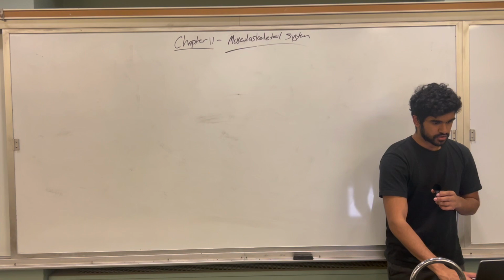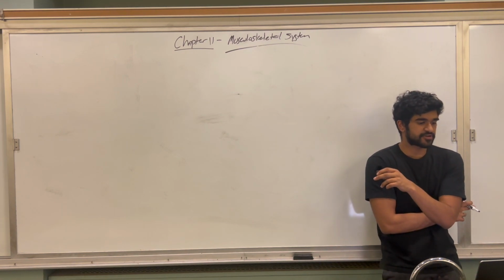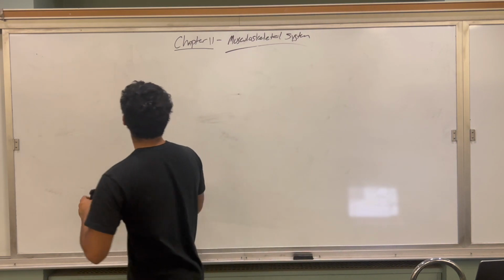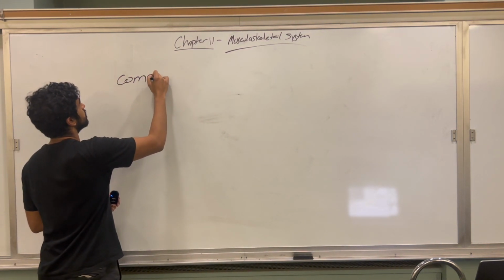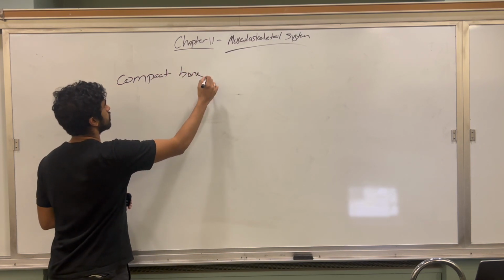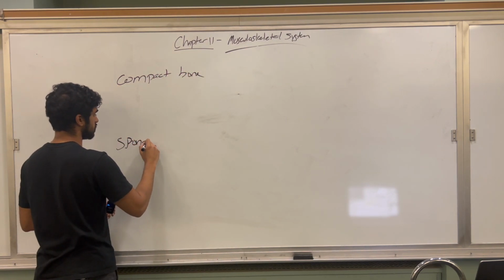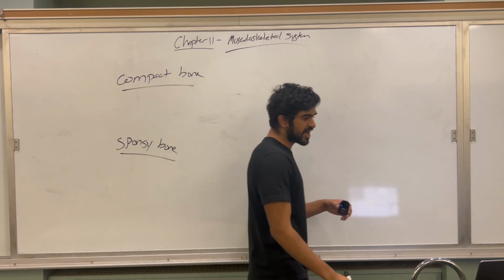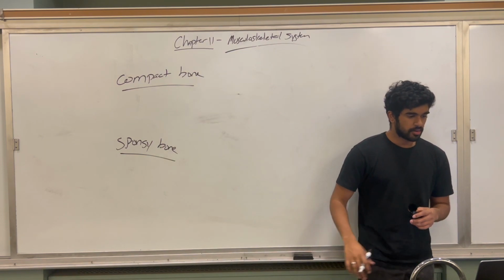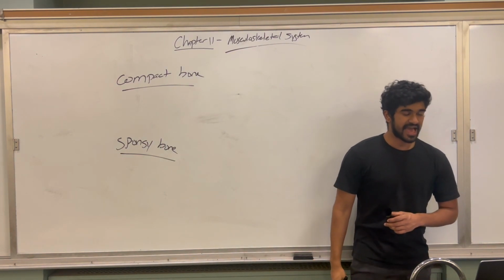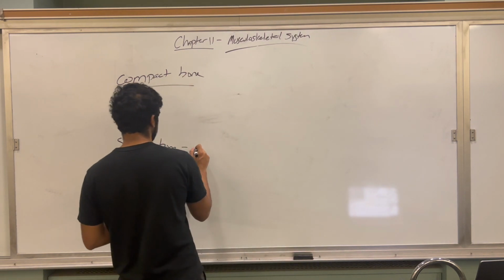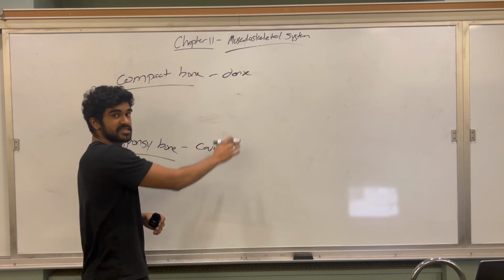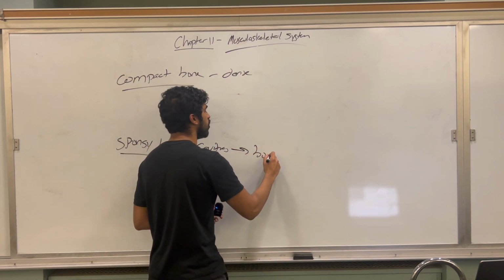Okay. So we have a couple of different types of bone, right? Macroscopic bone structure. So we have compact bone and spongy bone. Compact bone is dense and strong, but spongy bone has a lattice structure and it has cavities, right? So this is dense and this has cavities. Those cavities are filled with bone marrow.